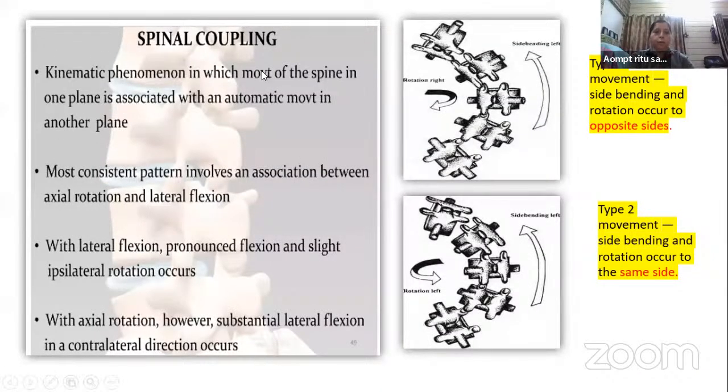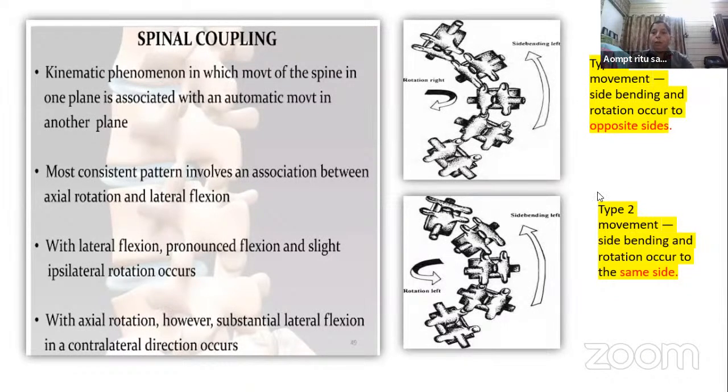Here we can also see the coupled movement. Spine coupling is a kinematic phenomenon in which movement of the spine in one plane is associated with automatic movement in another plane. The most consistent pattern involves an association between axial rotation and lateral flexion. It means the rotation happens with lateral flexion. With lateral flexion, pronounced flexion and slight ipsilateral rotation can occur, or with axial rotation, substantial lateral flexion in the contralateral direction also occurs.